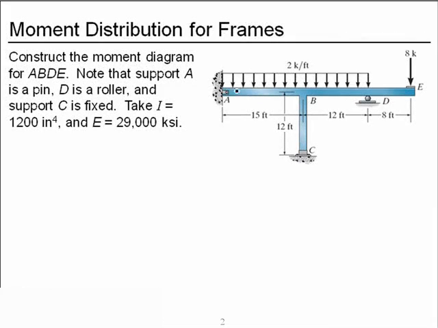It's pinned at A, fixed at C, there is a roller at D, and a cantilevered end out toward E. We're given the moment of inertia and modulus of elasticity for each of the members, and they're all the same. And we're going to construct the moment diagram for the girder ABDE. To do so, we'll use the following approach.